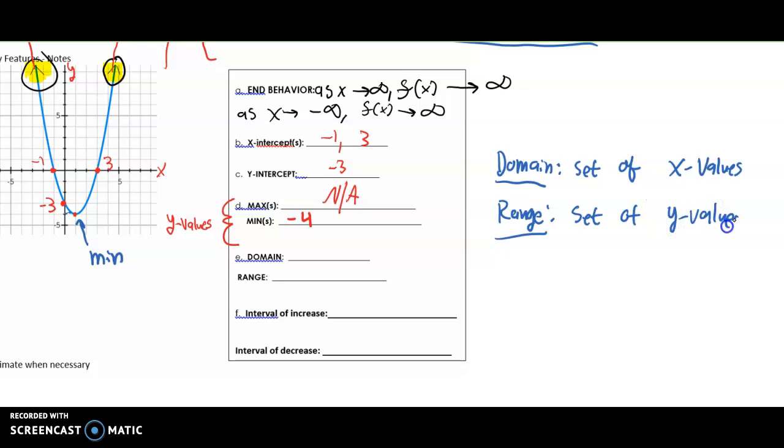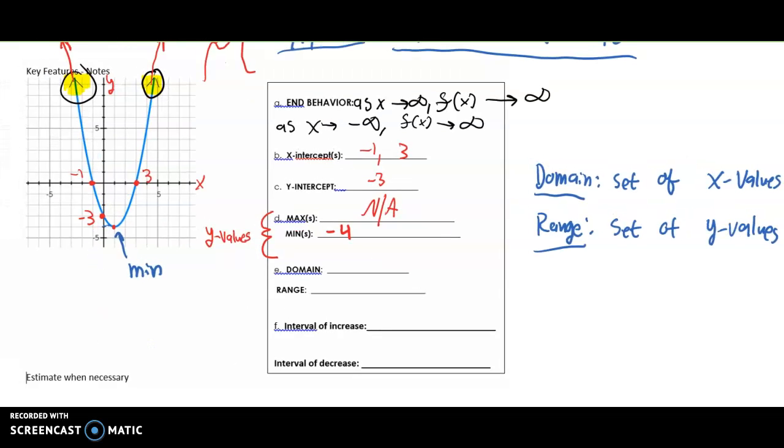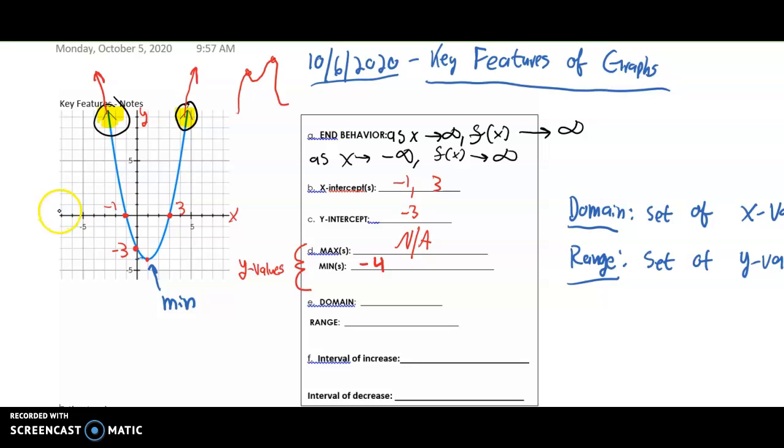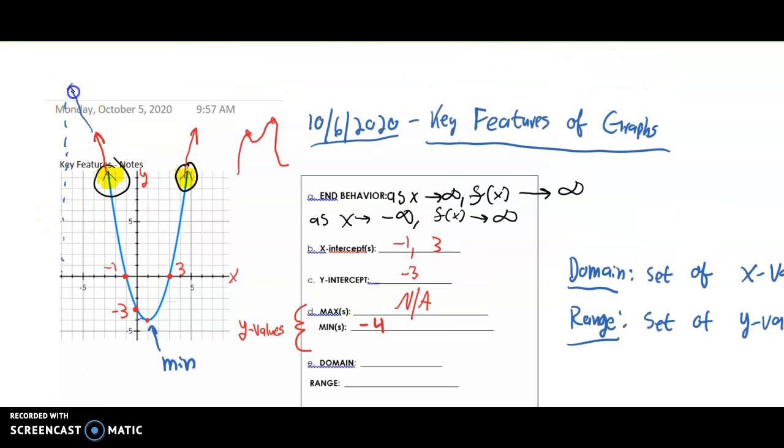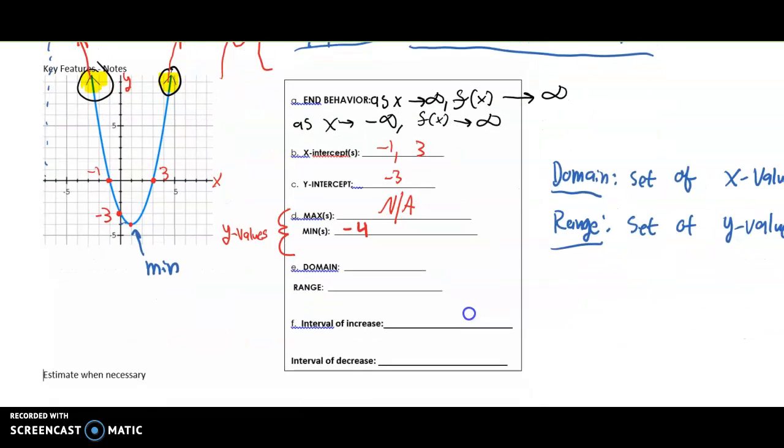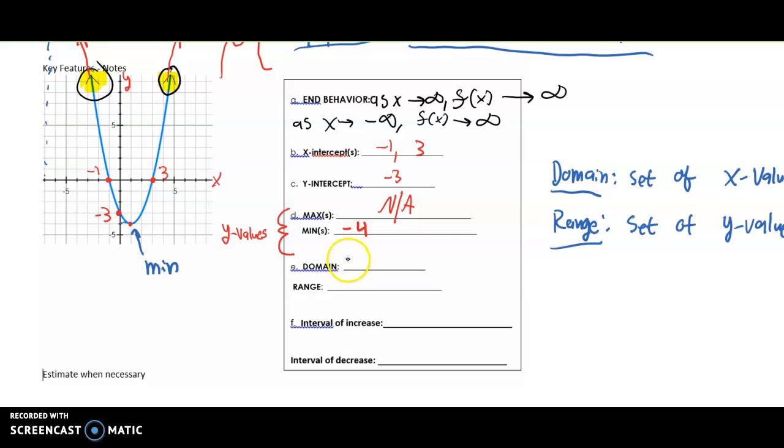Okay. We're also going to learn a new notation today that's called interval notation. So our domain here is all real numbers, right? No matter what x value I pick, it's going to have a matching y value. Even if I pick an x value all the way out here, eventually the curve will get there and it will have a y value. So our domain here is from -infinity to infinity.